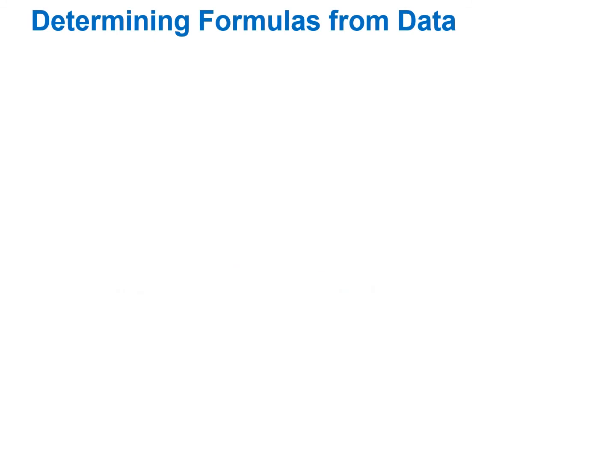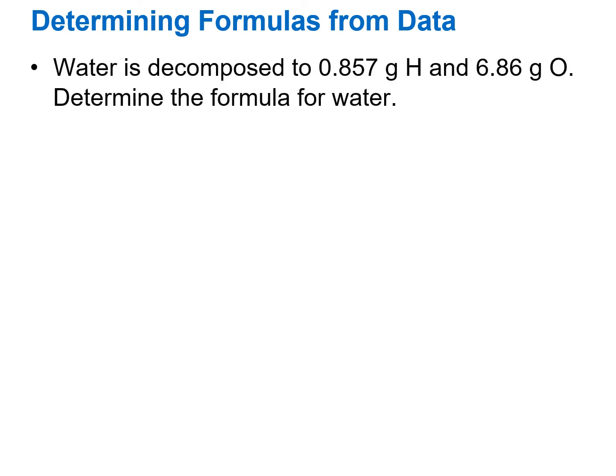Now, earlier in this lecture, I talked about how our early forefathers in chemistry were using empirical formula, and they were degrading substances, and from that they were able to combine the two and actually give us the molecular formula of a substance. So we're going to do some of that right now. So let's say that we had water and we were able to decompose it into 0.58 grams of hydrogen and 6.86 grams of oxygen. Could we determine the formula for water?